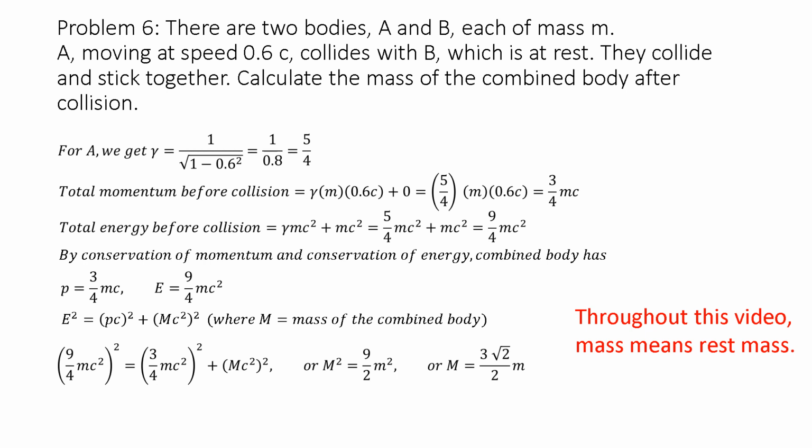So the combined body has momentum P equals 3 by 4 m into c and energy E equals 9 by 4 mc square. Then we use the formula E square equals square of Pc plus square of capital Mc square, where capital M is the mass of the combined body. We put the values of E and P. Then you can try solving the equation yourself. You will find that capital M square equals 9 by 2 into small m square, or capital M equals 3 root 2 by 2 small m. So the mass of the combined body is 3 root 2 by 2 small m. As you can see, this is slightly greater than 2m.